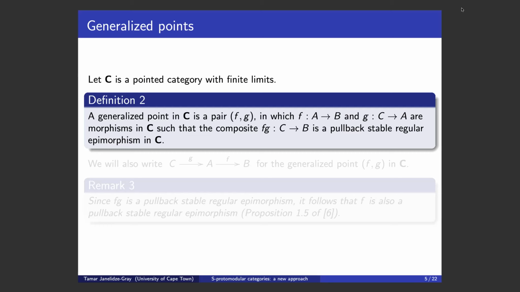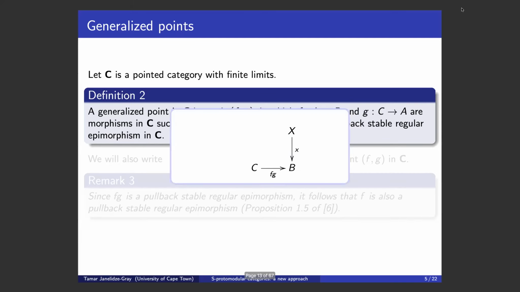And let me just make sure that everyone remembers what a pullback stable regular epimorphism is. So first of all, what is a pullback? And I'm going to use the same notation. So we take (f, g), and if we have any other morphism X, by a pullback we mean, well, we can think of it as a diagram or as a triple.